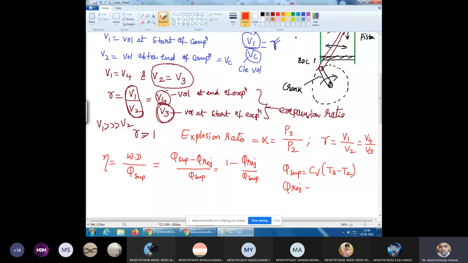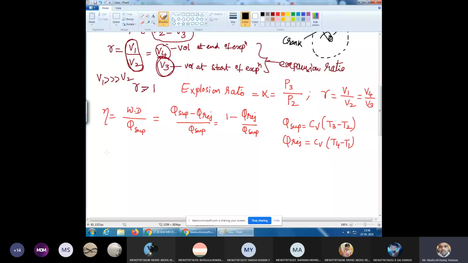Substituting into the efficiency, we will get the efficiency of the Otto cycle equals 1 minus heat rejection, Cv into T4 minus T1, divided by Cv into T3 minus T2. So Cv will be cancelled: 1 minus T4 minus T1 divided by T3 minus T2. This is the efficiency of the Otto cycle, right? Now we are going to simplify this equation. I want to write T4 and T3 in terms of T1 and T2. So that is our main work.